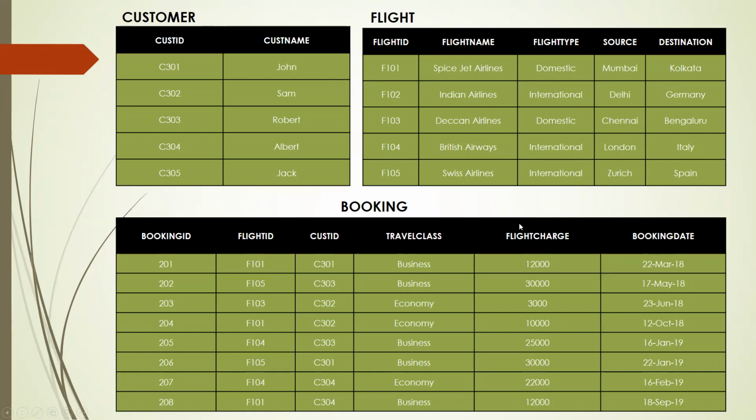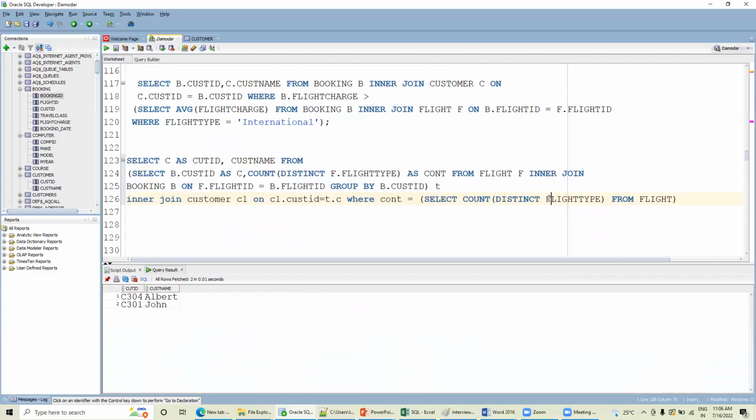Another one is Albert, C304. You see economy. C304 has booked F104, which is international. Again, same C304 F101, which is domestic. He has booked both international and domestic. So these are the two customers who booked all types of flight. That is why I have taken the distinct count and identified it. I have done an inner join and the group by, so you are getting the result.